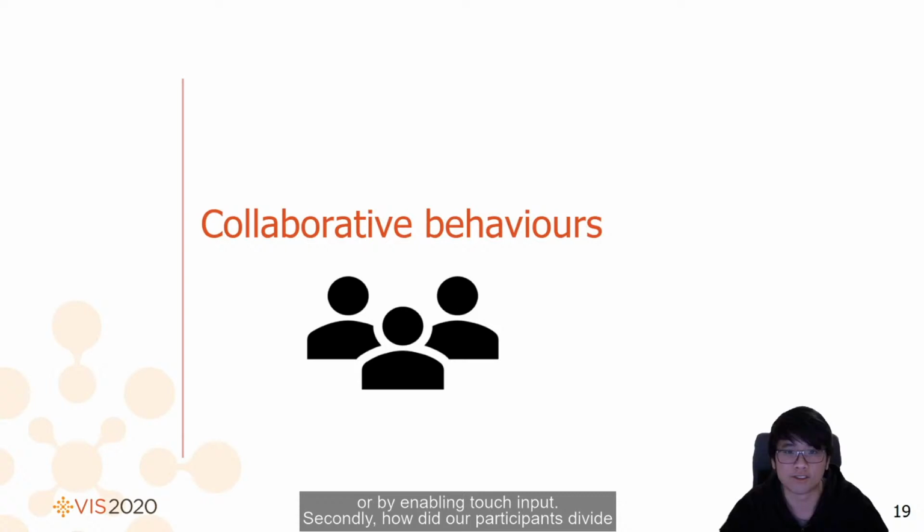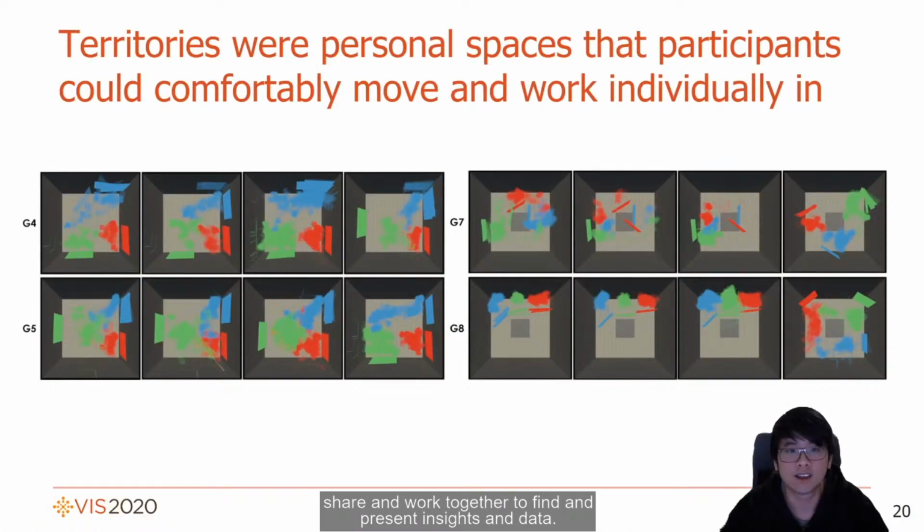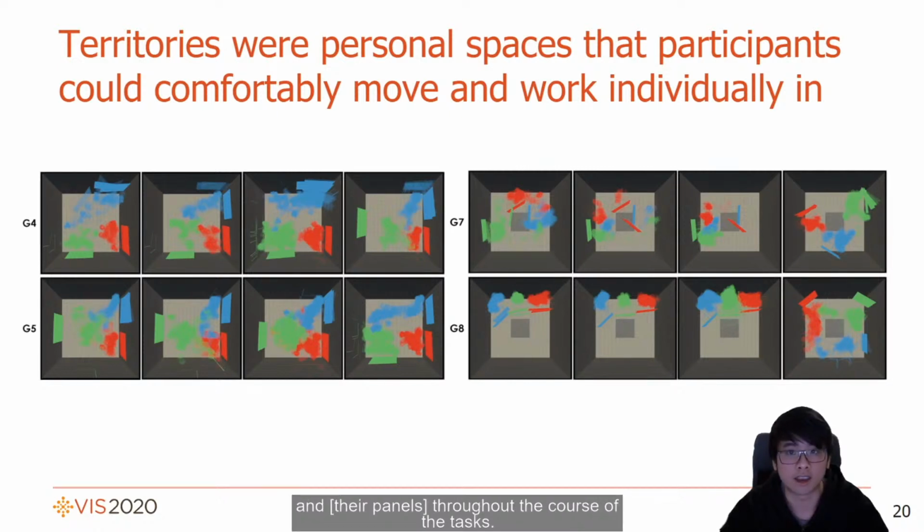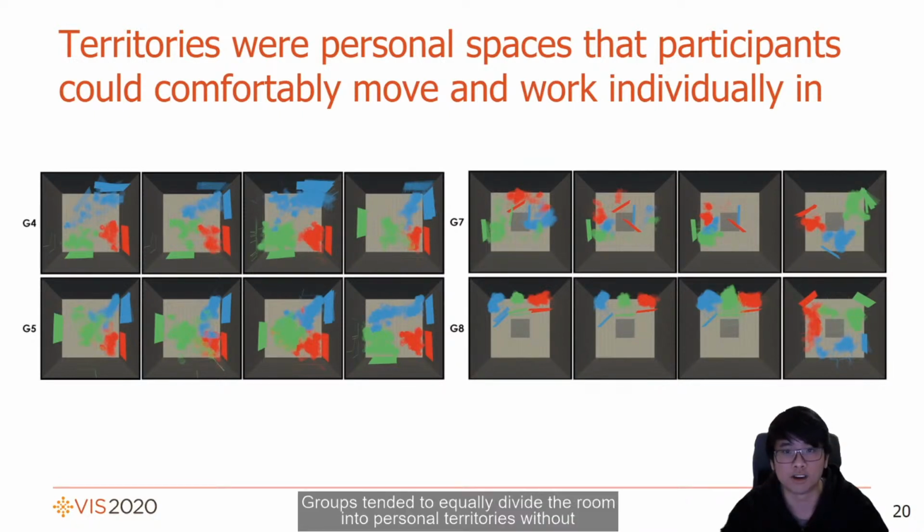Secondly, how did our participants divide, share, and work together to find and present insights and data? These heat maps show the physical locations of the participants and the tables throughout the course of the tasks. Groups tended to equally divide the room into personal territories without explicit negotiation. These acted as physical areas in the environment where they could comfortably move around and work individually without any intrusion, and were implicitly defined by both their physical movement and object placement.